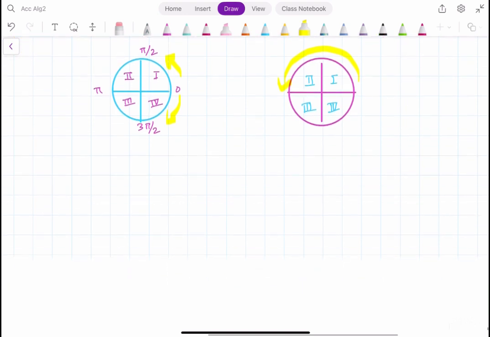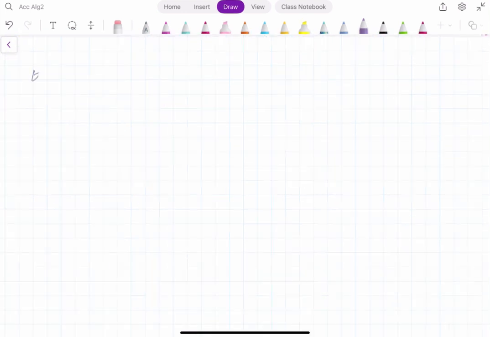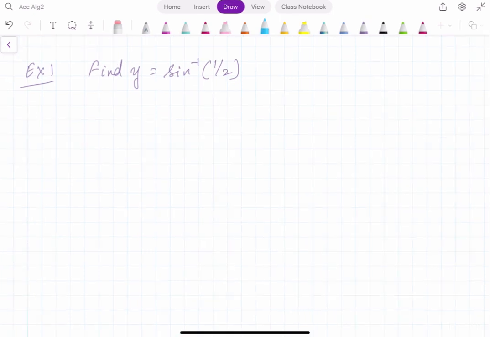Now we have the basics of it. Let's try a few examples. So it says find y is equal to sine inverse of 1/2. So ask yourself at what angle the value will be 1/2. That means what y makes sine y equal to 1/2.